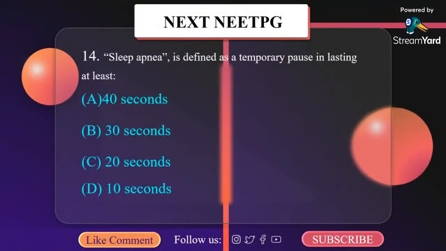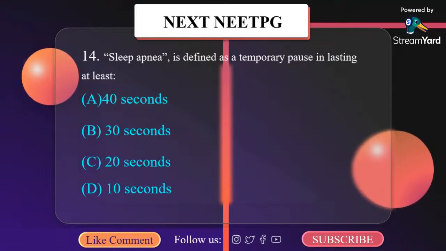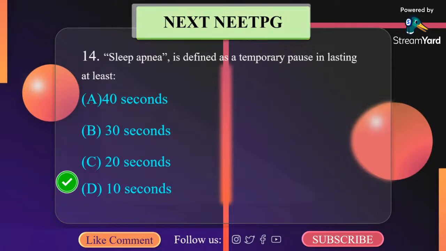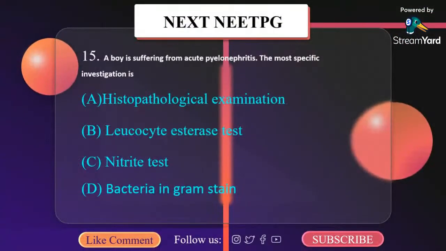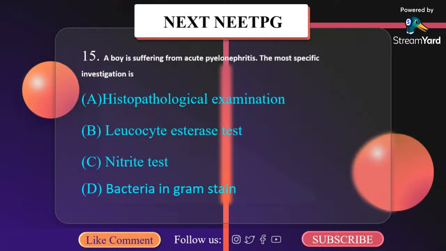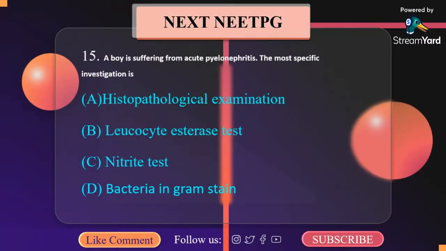Sleep apnea is defined as temporary pause lasting for A. 40 seconds, B. 30 seconds, C. 20 seconds, and D. 10 seconds. It is 10 seconds. In boys suffering from acute pyelonephritis, the most specific investigation is A. Histopathological examination, B. Leukocyte stress test, C. Nitrite test, D. Bacteria and gram stain.